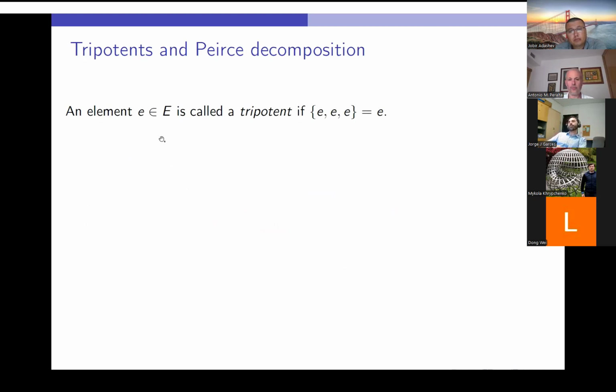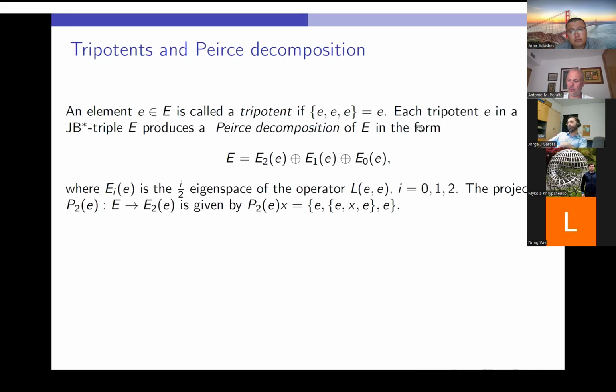So first, an element in a J-star triple is a tripotent if the triple product of itself equals itself. Okay. Each tripotent gives rise to a Pierce decomposition, right? It decomposes the space. The J-star triple decomposes as the direct sum of these three subspaces, which are the eigenspaces of the A operator, which was defined previously.